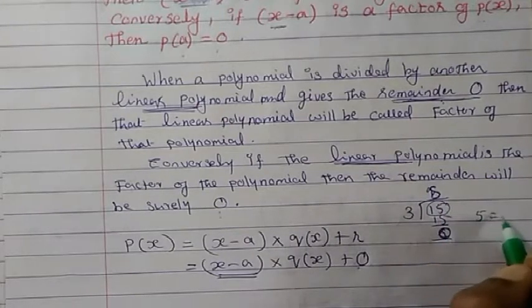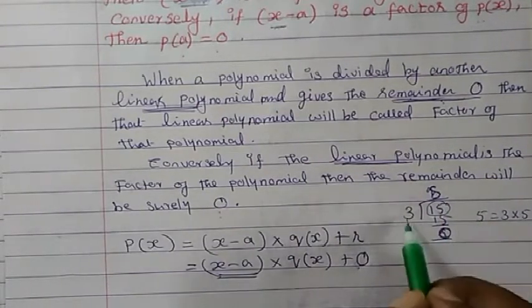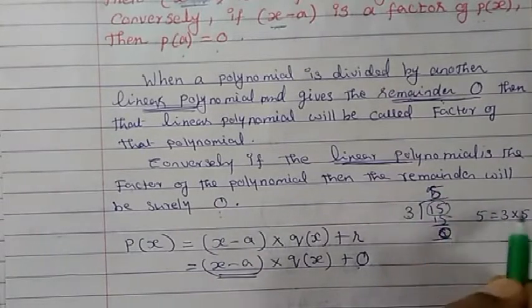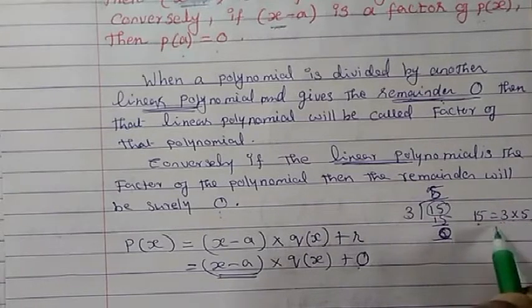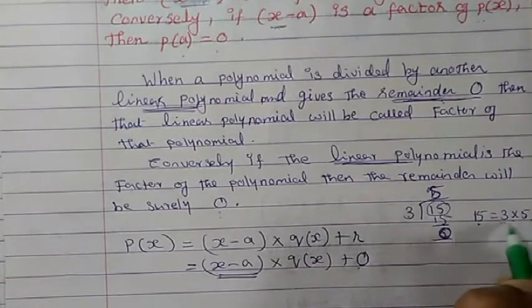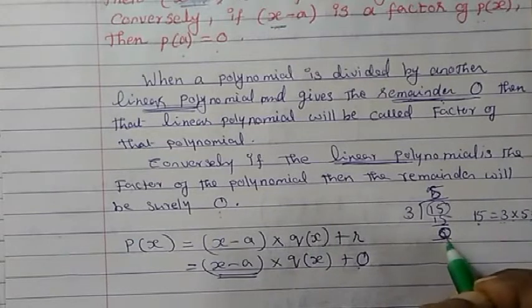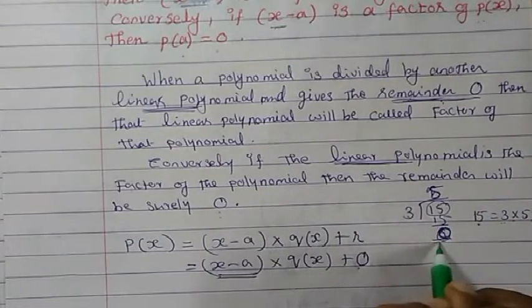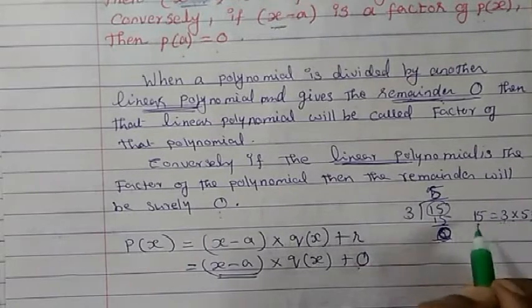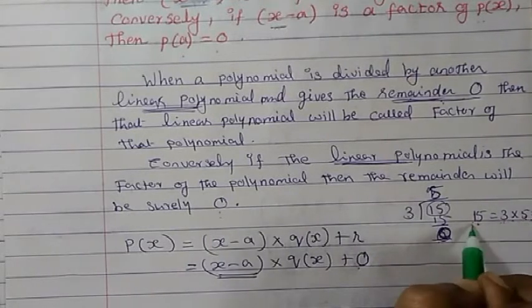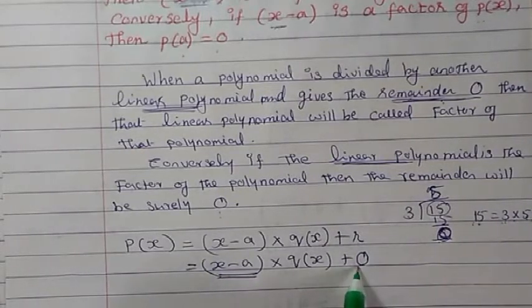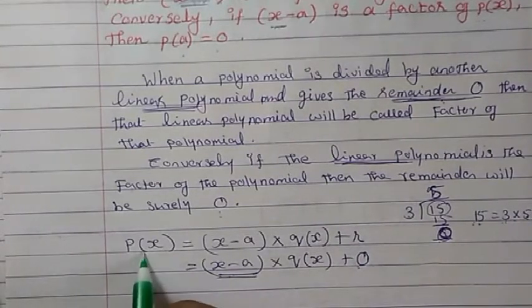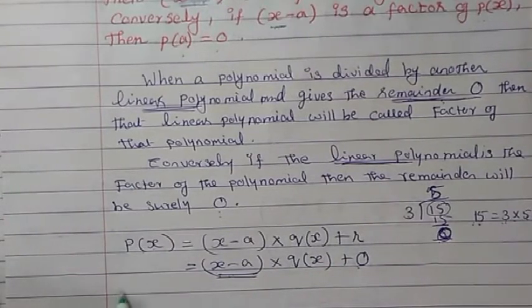So now how will we write this 15? 15 is equal to 3 into 5, with divisor 3 and the quotient 5. So 15 is equal to 3 into 5, and the remainder is 0. When 0 comes in the remainder, then 3 is also a factor of 15, and 5 is also a factor of 15. In the same way here, if the remainder becomes 0, then this also is a factor of this polynomial.